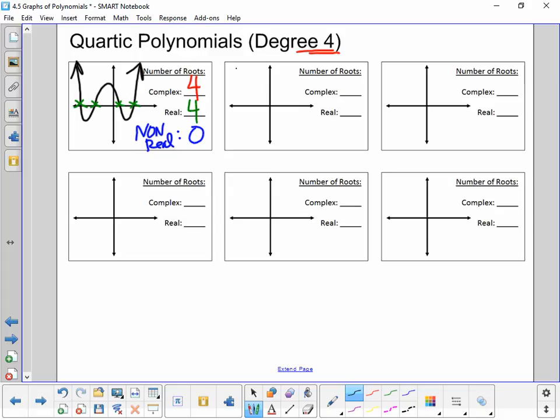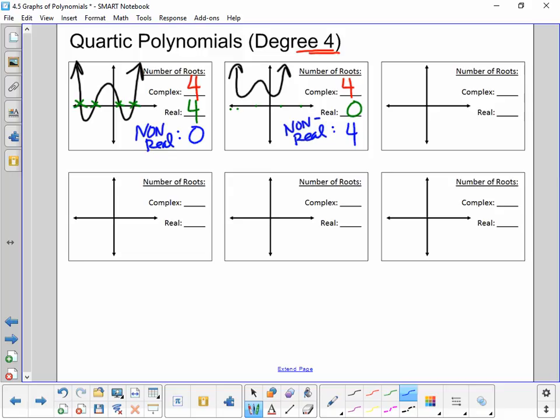Another shape might be this. Again, it's degree 4. I know it has 4 total complex roots. Fundamental theorem of algebra guarantees me that. But when I look at the x-axis along here, I see no evidence of a real root. There are no real roots. Real roots show up on the x-axis as intercepts. So that must mean that for this particular function, it has 4 non-real roots that have an imaginary part.